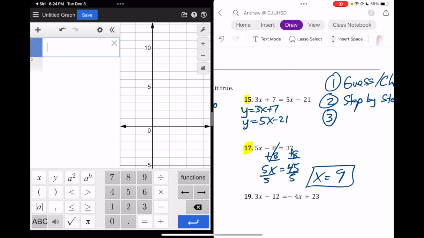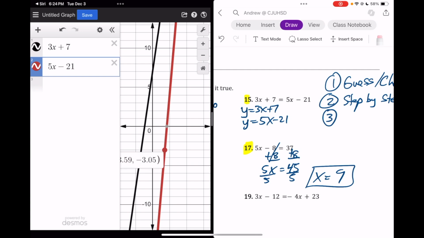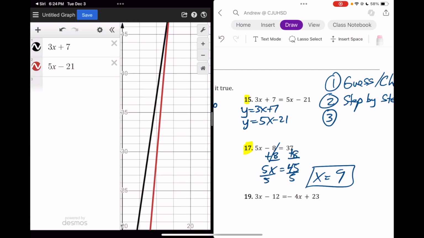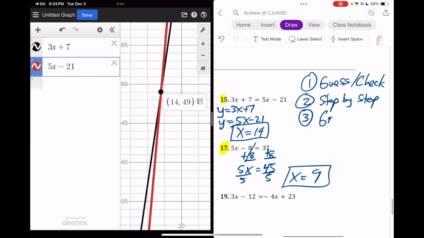Just put in the right side of the equation, 3x plus 7, and it will graph the line for you anyway. You don't have to have y equals. And then we'll put in 5x minus 21. And we're looking for the place where the two lines cross each other. So we'll move up here and right about there. (14, 49). But remember, we're solving for x, so the x value is 14, and that's the solution. And this would be called the graph method.